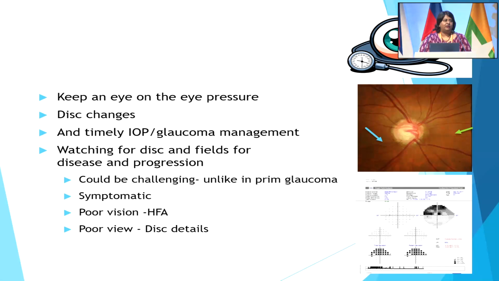But it is not as easy as primary glaucoma. This is because many of the uveitis patients are symptomatic at presentation. They usually tend to do poor visual fields because of the symptoms itself and because many have poor vision. And the view to the disc itself is hindered by the opacities, and hence glaucoma detection itself is challenging.